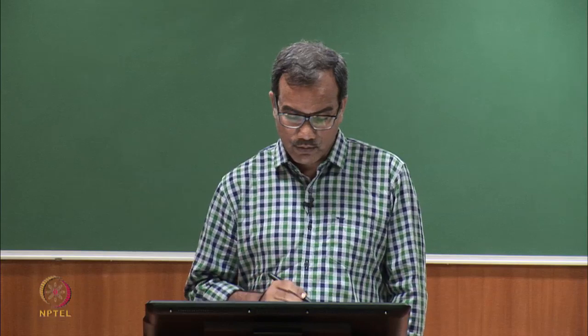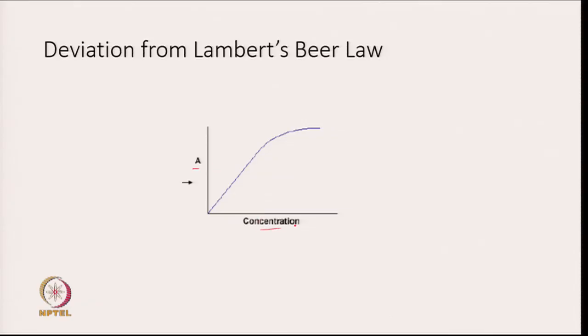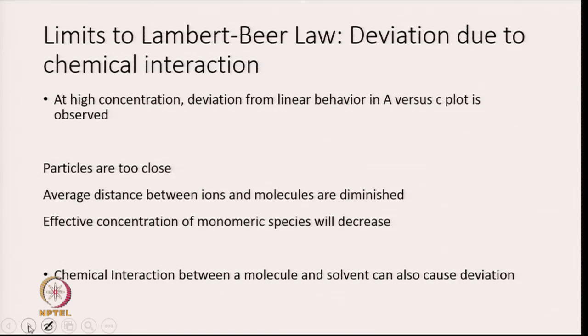But it is not always true that absorbance versus concentration shows you a linear curve. What happens is, at high concentration you can see the deviation. What is this deviation due to? What are the limits to Beer-Lambert law or Lambert-Beer's law? The deviation could be due to chemical interaction. At high concentration, deviation from linear behavior in the A versus concentration plot is observed.